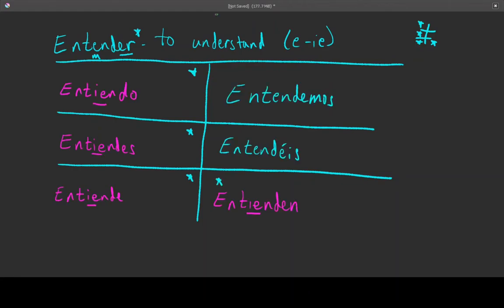And here's our verb entender in all of its conjugated forms in the present tense. So it is a boot verb, so we have a stem change in the yo form, yo entiendo. All right, we have a stem change in the tú form, tú entiendes. Stem change in the él form, él entiende. In the nosotros form, we get no stem change, entendemos. Vosotros, only in Spain, entendéis. And then back inside the boot for the third person plural form, the ellos, ellas, ustedes, entienden.